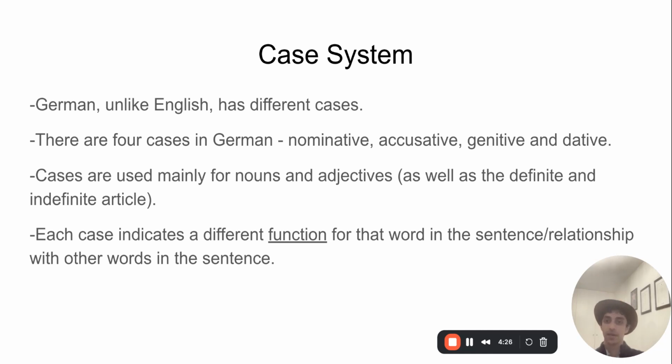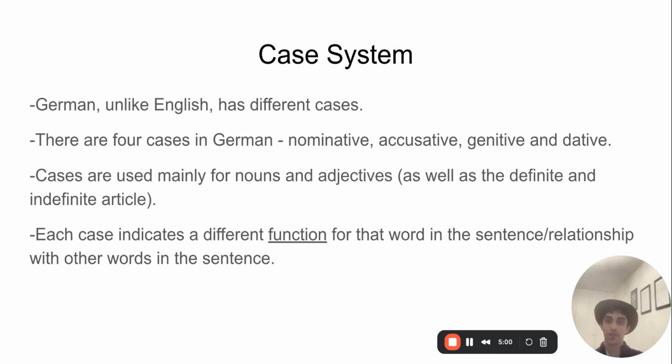The case in German indicates the function of that word in the sentence, or the relationship with other words in the sentence. Every language has some way to code for these functions, or the role of that word in a sentence. Different languages do this in different ways. English, for example, relies on word order more. So in English, if you say the dog bites the man, we know that it's the dog doing the biting because the dog comes first in the sentence and the man comes afterwards.